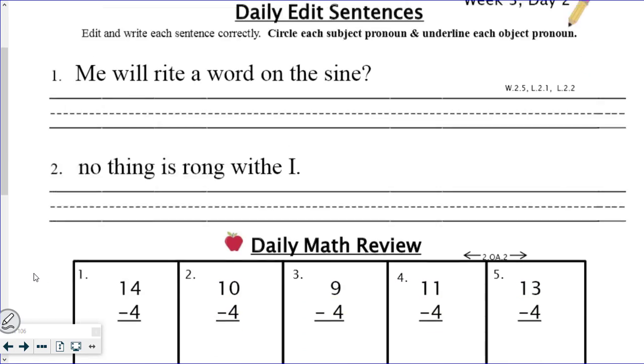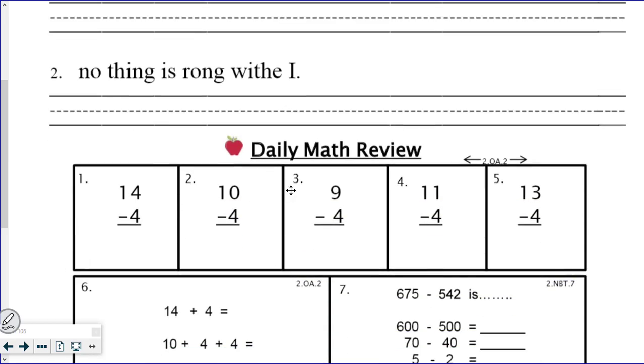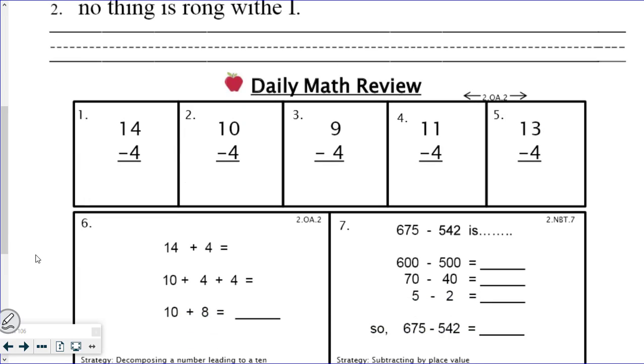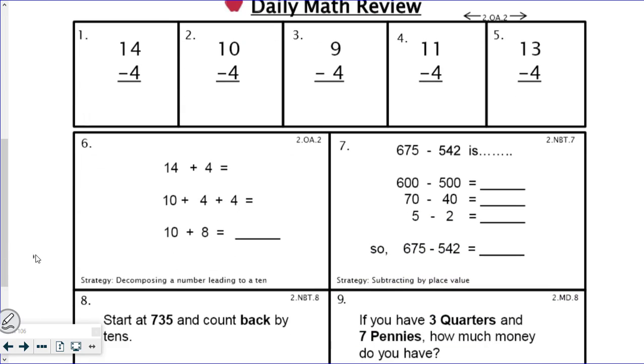All right, daily math review. You know what to do here. Do numbers 1, 2, 3, 4, and 5. Pause your video and do those. Number 6. The strategy is decomposing a number leading to a 10.